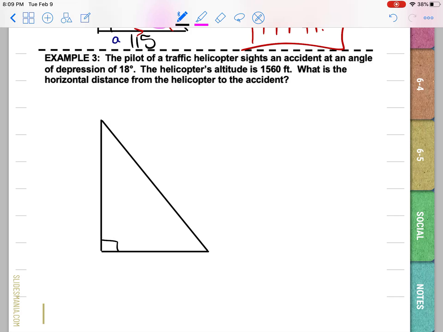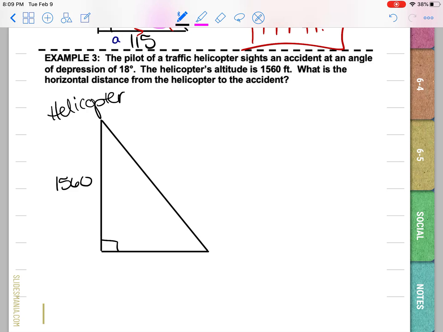All right, we got a pilot of a traffic helicopter who sights an accident at an angle of depression of 18 degrees. Well, we know that if your helicopter is in the sky and it's spotting an accident, then it's going to be in the air. So we know our helicopter will be up here. And so its altitude is 1,560 feet. Well, altitude is height, so we know that would go right here.